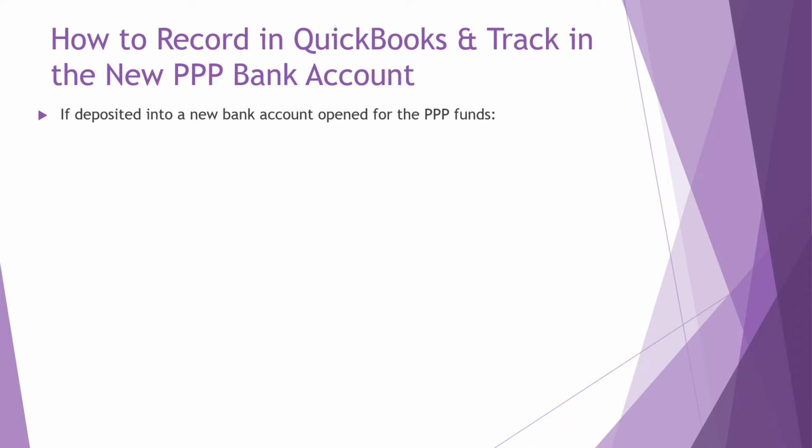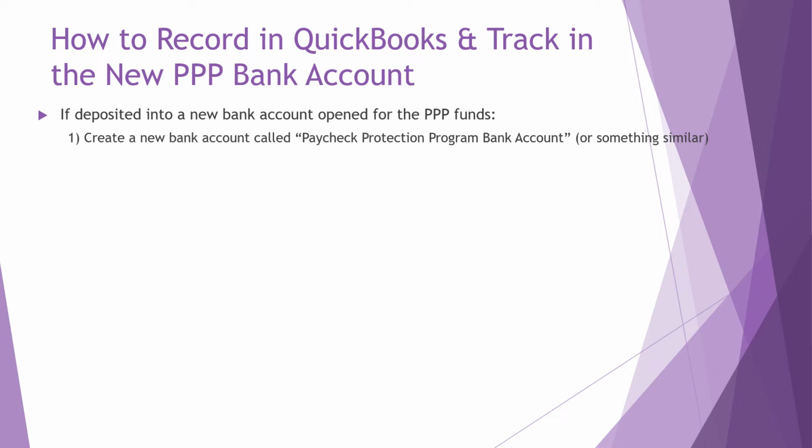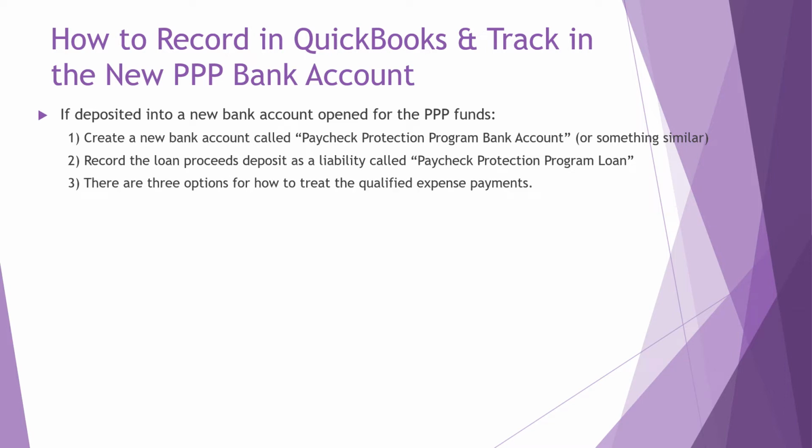Now I'll go over how to record everything in QuickBooks if you had a new bank account opened specifically for the PPP funds to be deposited into. So first, you want to create a new bank account called something like Paycheck Protection Program Bank Account. Then you'll record the loan proceeds deposit as a liability, and you can call that something like Paycheck Protection Program Loan. Next, you have really 3 options for how to treat the qualified expense payments.